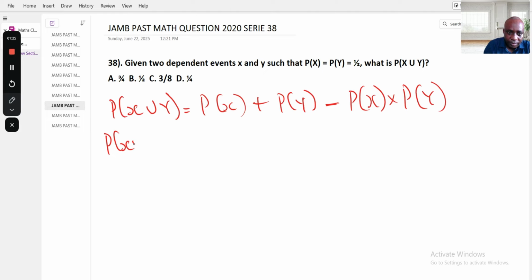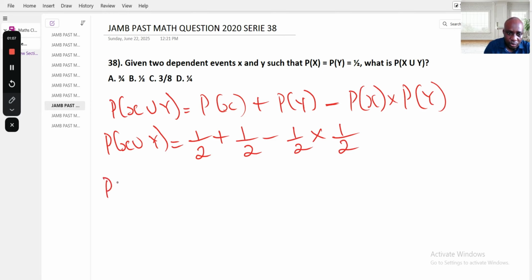For P of their union equals to, what's the probability of X? They are the same thing, half plus half minus half multiplied by 1 over 2. Therefore, half plus half is going to give us 1. This one is going to give us 1 over 2 times 2, which is 4. Therefore, 1 minus 1 over 4 is going to give me 3 over 4.